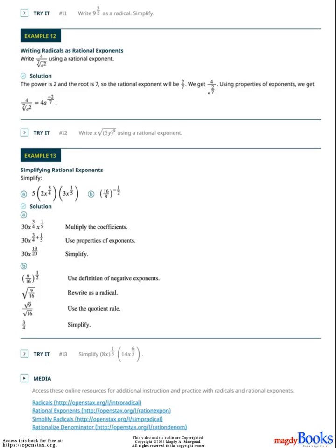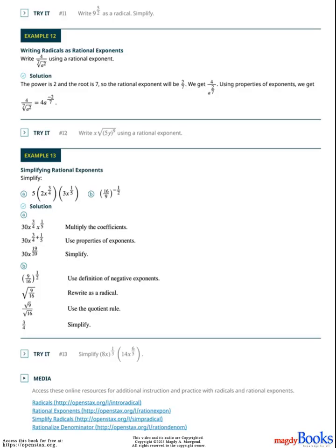Example 13. Simplifying rational exponents. Simplify. A. 5 times (2x to the power of 3 over 4) multiplied by (3x to the power of 1 over 5). B. (16 over 9) to the power of negative 1 over 2.